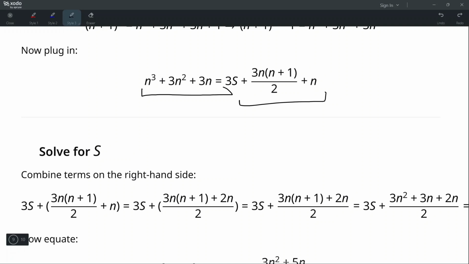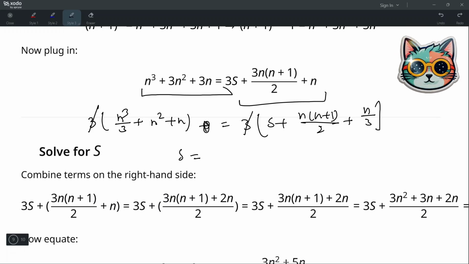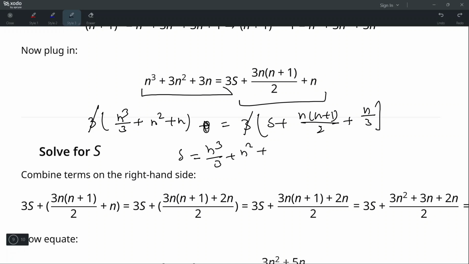Well, notice something, we can do this much more easily. Let's factor out 3 from this side. As you factor out 3, this becomes n cube upon 3 plus n square plus n. We will also factor out 3 over here, so it becomes n into n plus 1 over 2 plus n over 3, and we can cancel out 3. And S becomes, we will move this 2 to the other side, n cube upon 3 plus n square plus n minus n into n upon 2 minus n upon 3. Okay, it's time for the LCM. The LCM of the 2 is 6.